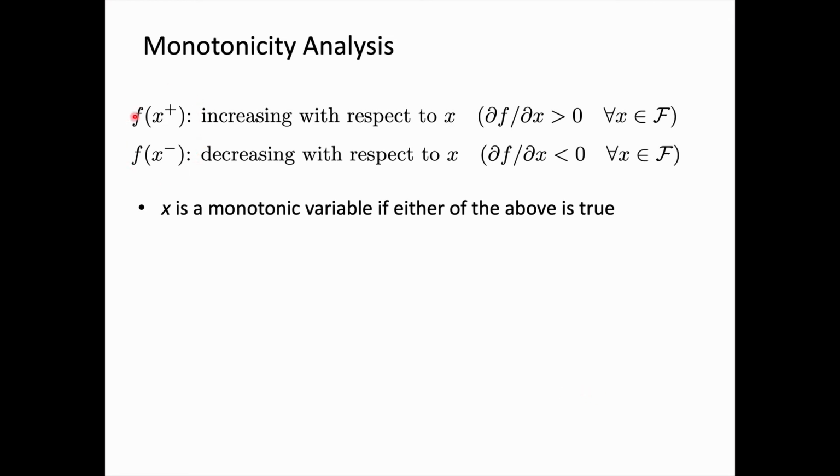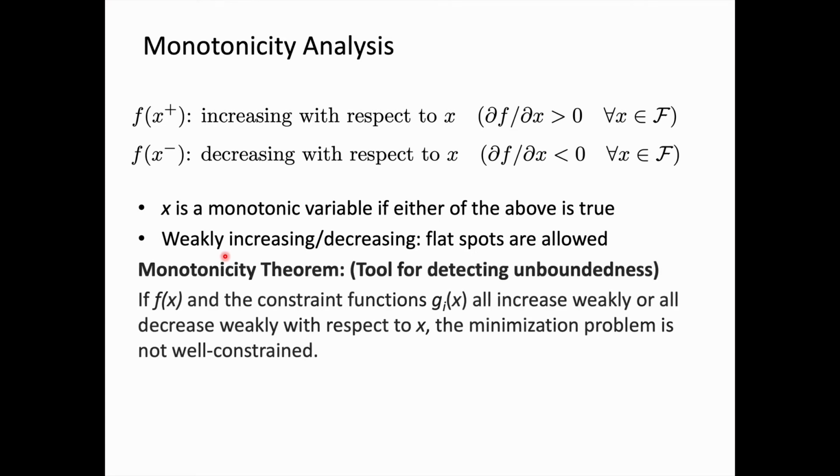Using this notation from one of the optional textbooks, we can say that a function is increasing with respect to x or decreasing with respect to x if its derivative with respect to x is strictly positive or negative, respectively. x is a monotonic variable if either of the above is true. And to get more precise, if we have flat spots, then we can say that this is weakly increasing or decreasing.